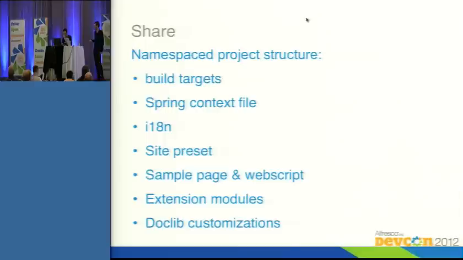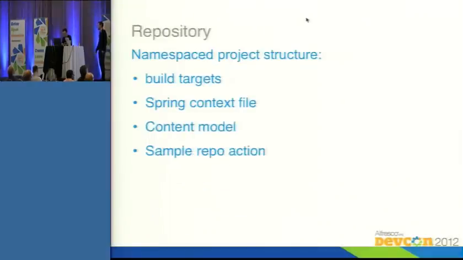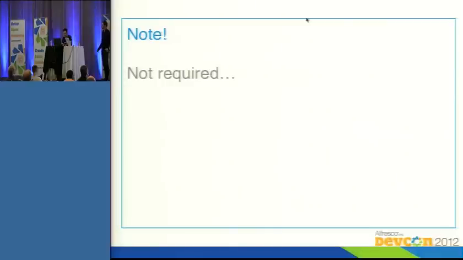Also get some extension modules and all the most common doclib customizations, all fully namespaced, which later on can be used to build your customizations on. And for the repository, he'll get more or less the same. He'll get the build targets for production and development, a Spring context file that adds in a sample content model, and also a sample repo action, which will make it possible to update the content model on the repo from Share. So none of this is required, of course, but it's a good way of quickly getting started and seeing how the code should be organized, for instance.